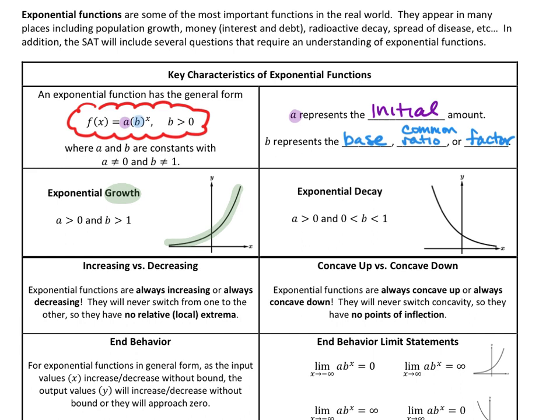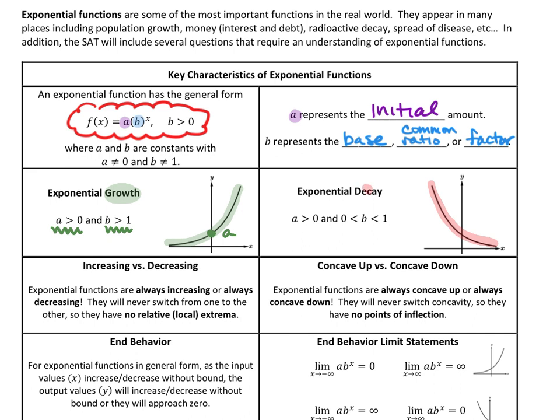For exponential growth, your a value is greater than 0, meaning your y-intercept is greater than 0, and your base, your factor, is greater than 1. Meaning that you have an improper fraction or a number bigger than 1 inside your parentheses so that the number gets bigger. So big number gets bigger. That checks out.